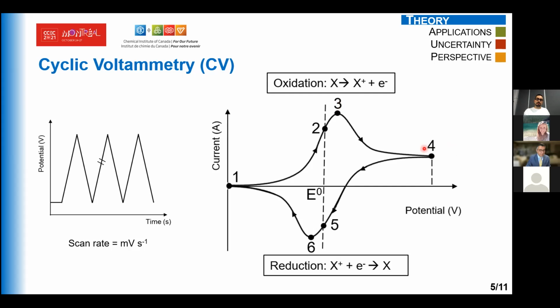Once we reach step 4, we reach the limit of the potential window, and we go backwards to reduction to reduce the species. So we reduce the X plus ions back to X, and the cycle could be repeated as much as it can. As the cycle is done for as many steps as required, you will end up with a reversible process if they overlap all the time. And of course, it's irreversible, and there's something different with the setup, if it doesn't overlap.